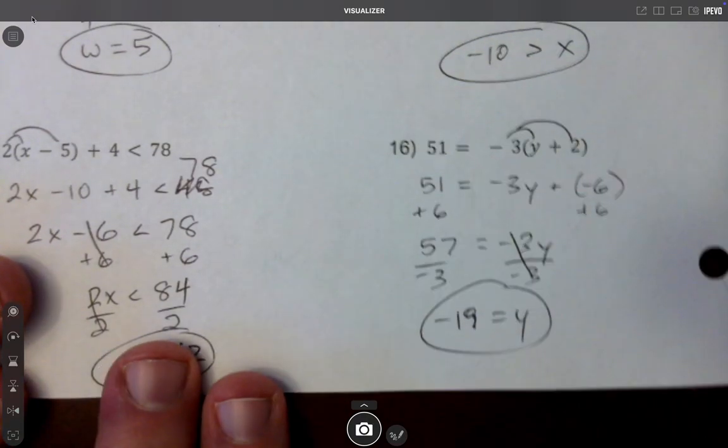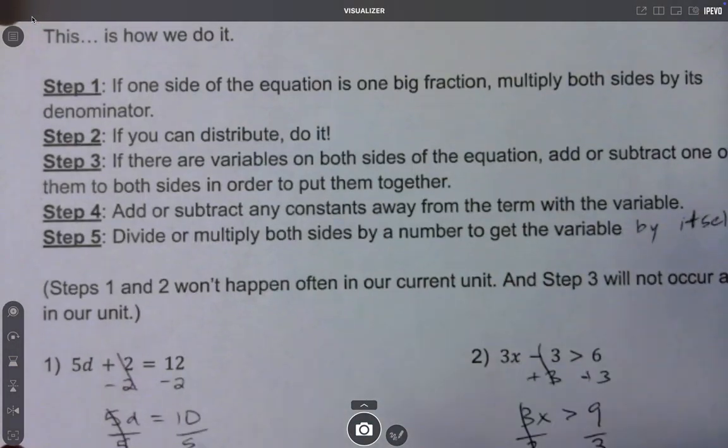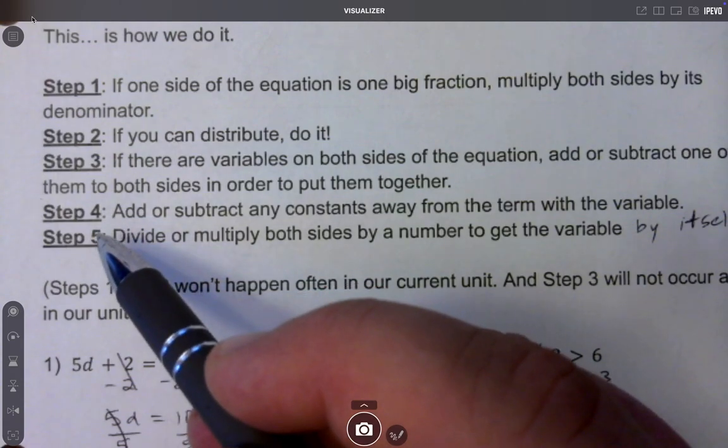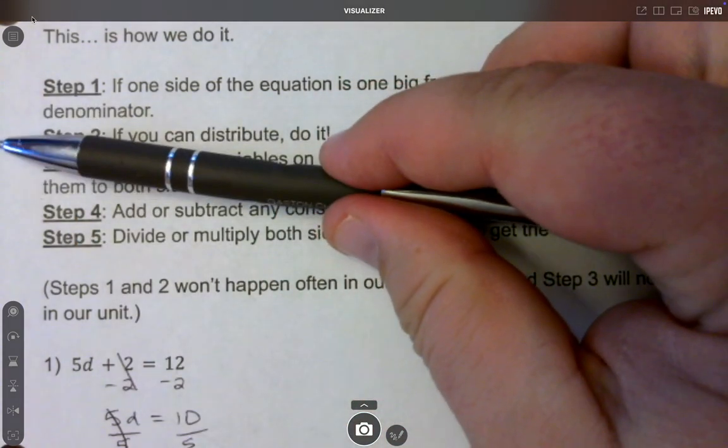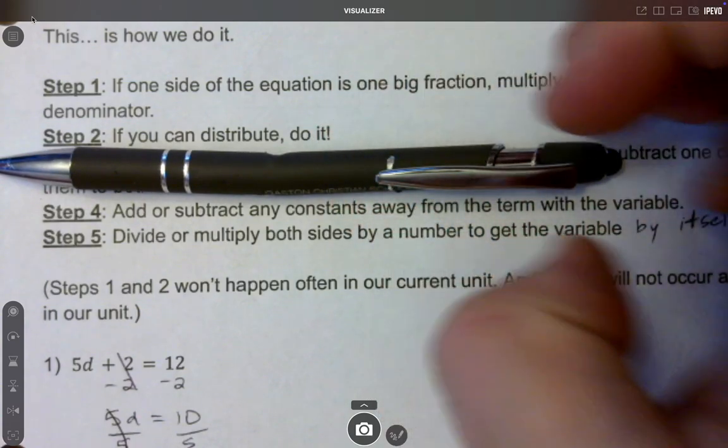So I encourage you, when you're practicing on homework and classwork, have these steps right in front of you so you get used to it. Most of them are just going to require step 4 and step 5. And you won't have to worry about 3 right now. We'll save that for later. But steps 1 and 2, when they show up, make sure you do it.